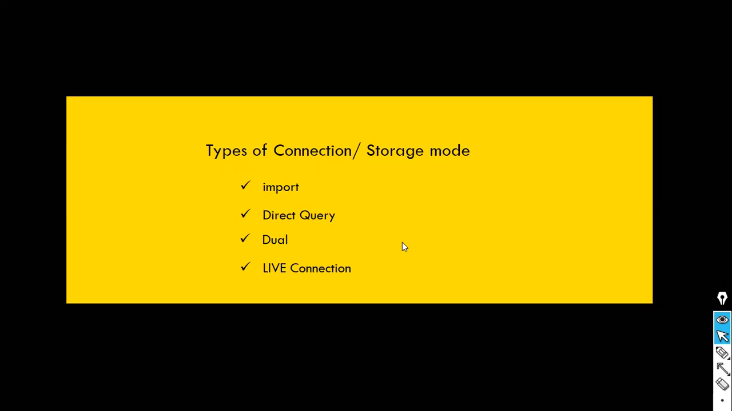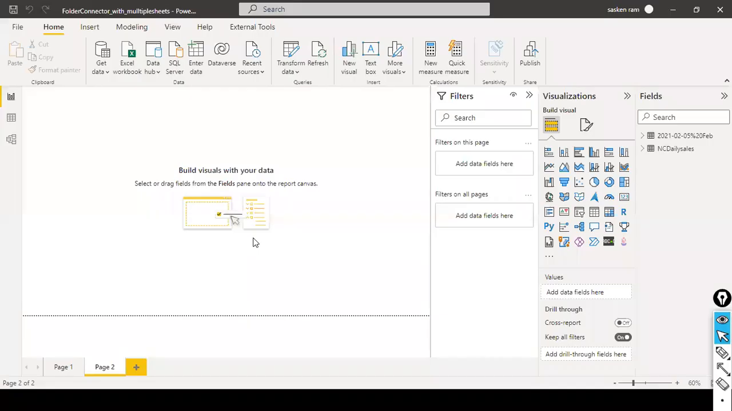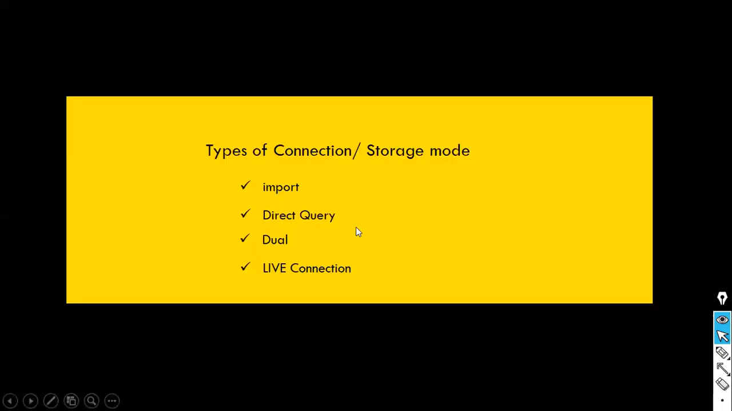So direct query is, we are not going to load the data locally into our Power BI Desktop. When you use the CSV file, Excel file, JSON file, what will happen is it will load the data from your Excel into your Power BI Desktop itself. But when it comes to direct query, the idea here is let the data be wherever it is. Don't bring the data here.